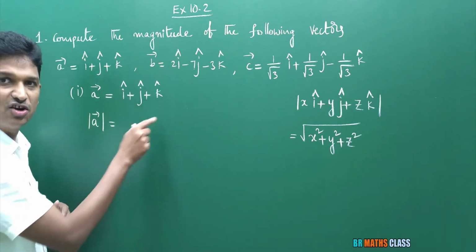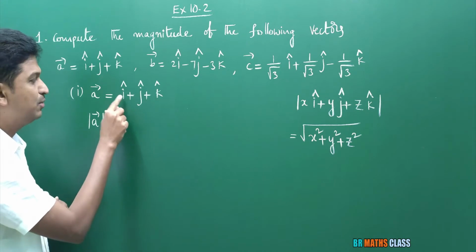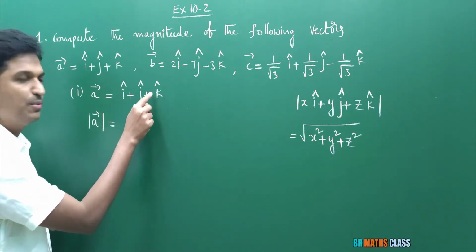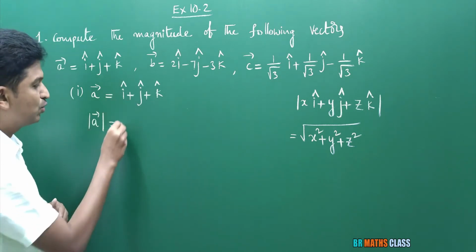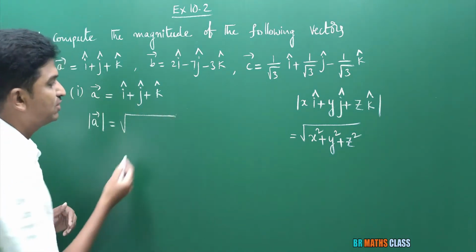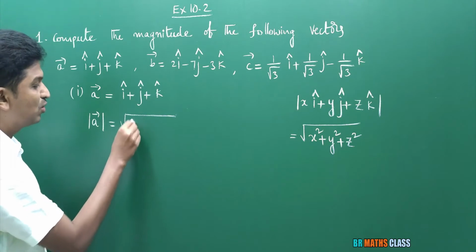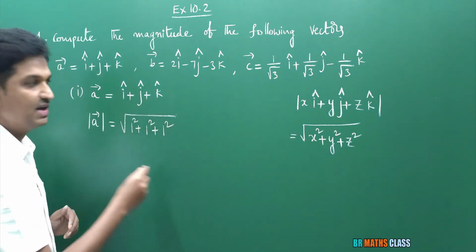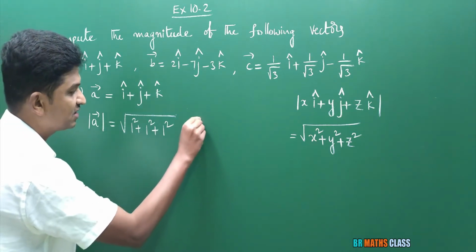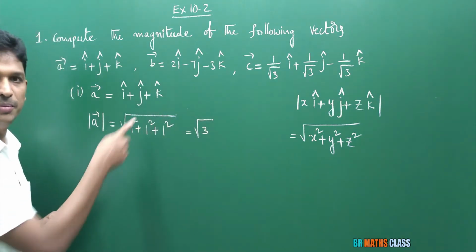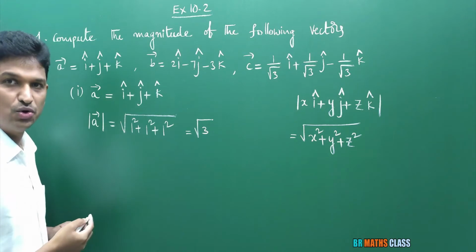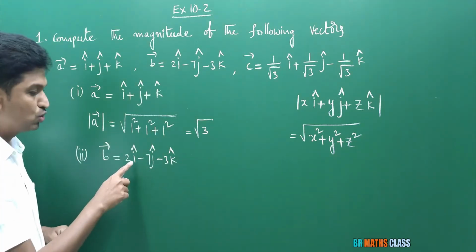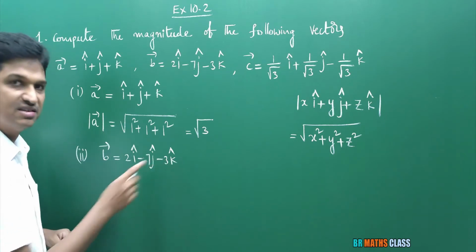I need scalar components of this vector. See, i cap scalar component is 1, j cap scalar component is 1, k cap scalar component is 1. So what is magnitude of this vector? Magnitude of this vector is root over 1 square plus 1 square plus 1 square, right? So what you will get? That is root 3. So magnitude of this vector is root 3. Now you observe the second vector, B bar equal to 2i cap minus 7j cap minus 3k cap.